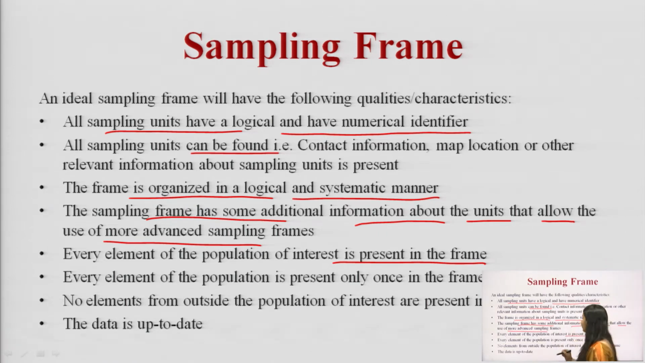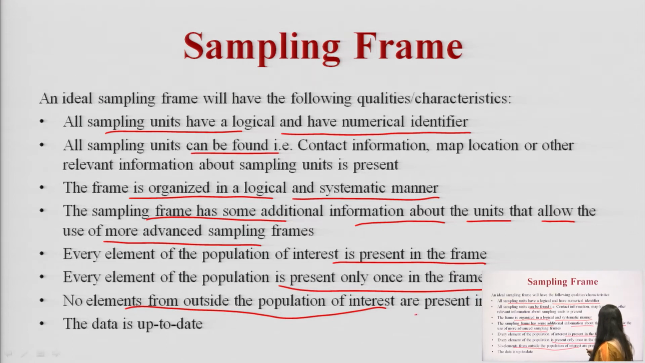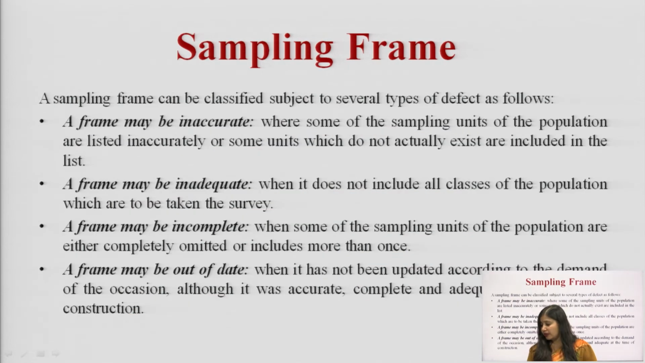Then every element of the population is present only once in the frame. There should be no repetition or duplication of your sampling units, and no element from outside the population of interest should be present in the frame. Which means if they are not customers of Dell, then they should not be added to your sampling frame. Then the sampling frame may have certain defects.